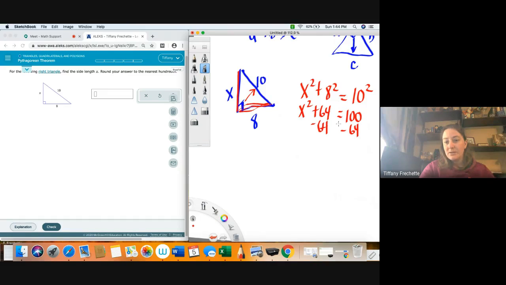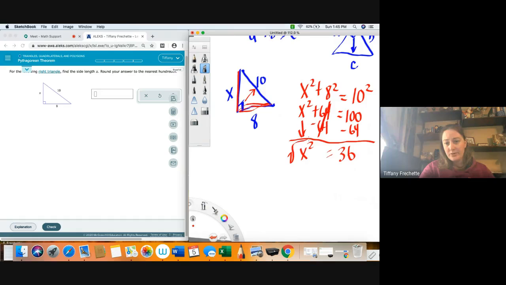And remember, you have to do whatever you do to one side. So this is the left side of the equation, meaning the left side of the equal sign. I have to do the same to the right side of the equal sign. Just those same rules of solving an equation. I'm going to bring x squared down. 64 minus 64 crosses off, equals 100 minus 64 is 36.